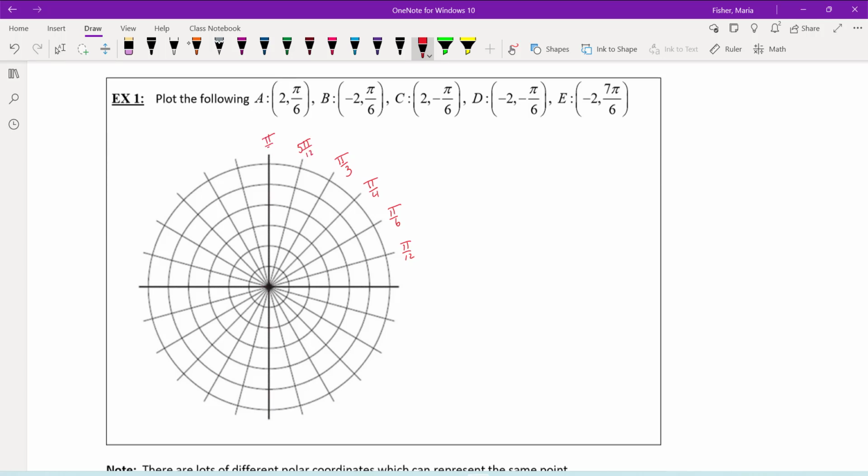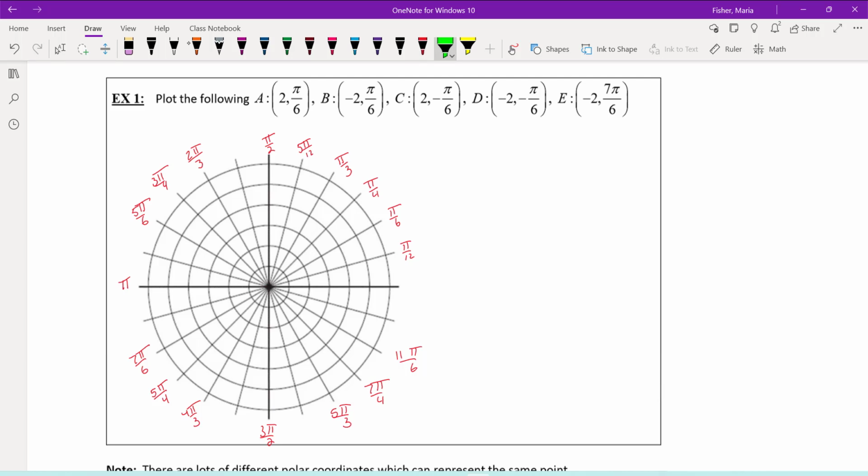Pi over 2. And now I'm only going to write the ones that we're used to, same ones that you see on the unit circle. We have 2 pi over 3, 3 pi over 4, 5 pi over 6, pi, 7 pi over 6, 5 pi over 4, 4 pi over 3, 3 pi over 2, 5 pi over 3, 7 pi over 4, and 11 pi over 6. Now let's graph these points.